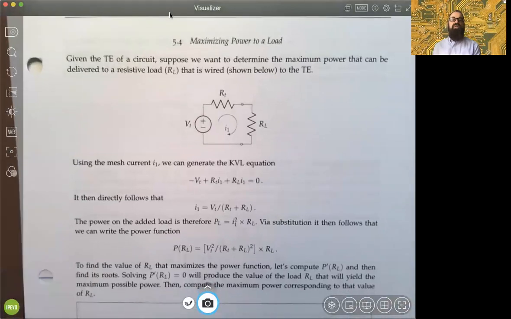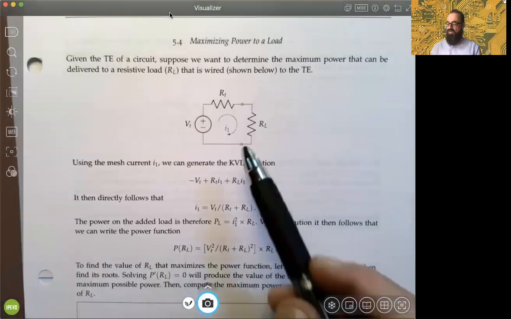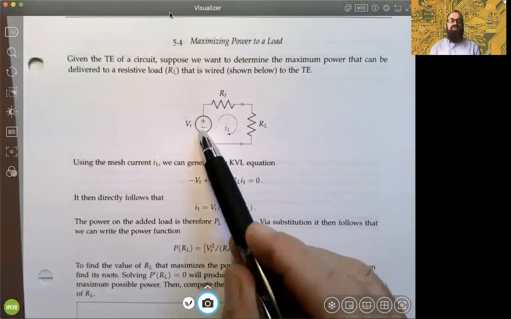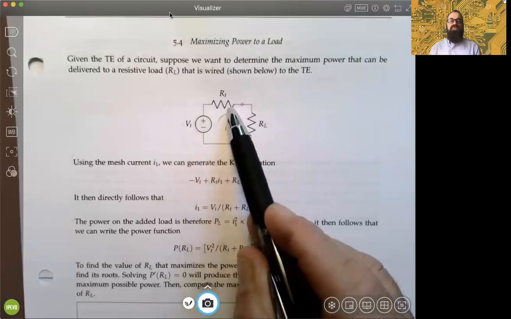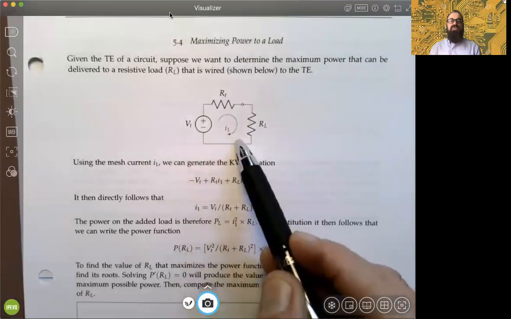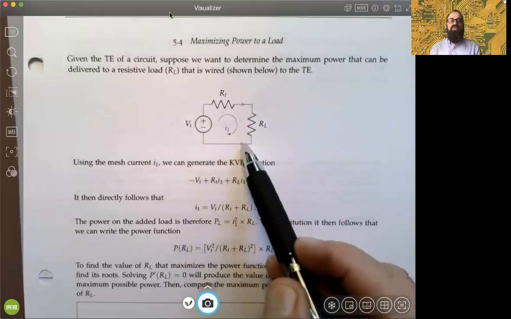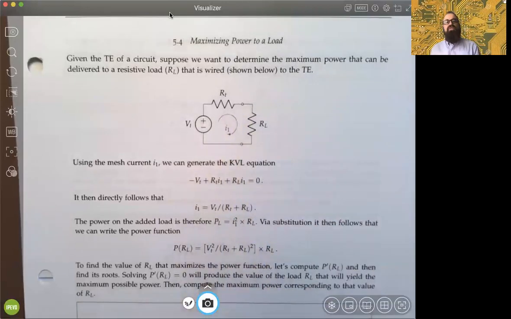Suppose we were given the Thevenin equivalent of a circuit, indicated by the left side of the circuit here. So we have the Thevenin voltage, we have the Thevenin resistance to these two open terminals. But suppose we were connecting to the Thevenin equivalent a load, in other words, another resistance. And our goal was to determine the maximum power that can be delivered to it. How much power can be delivered to, say, this heating element that we might connect to it?